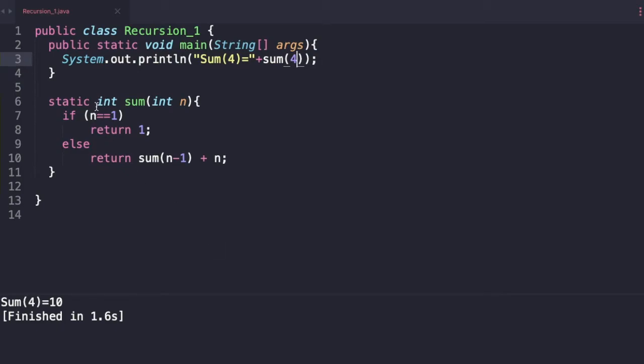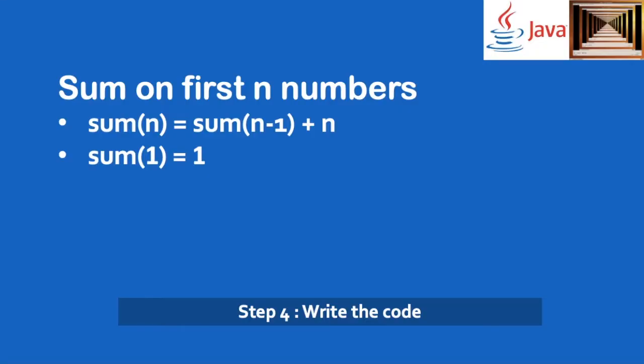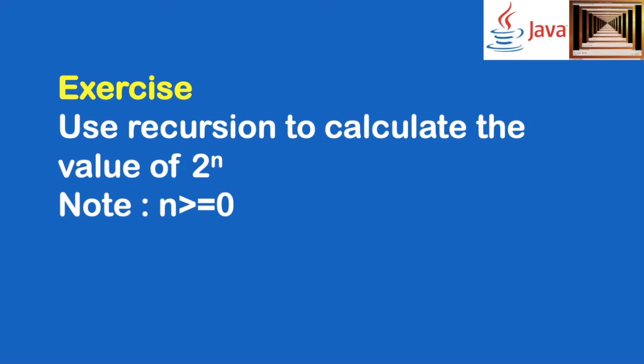So once we were able to express it in those two forms, the generalized solution and the base condition, we can see that is exactly what we converted into code. So that is our 4-step approach. Let's go ahead and apply this approach on a few more exercises.